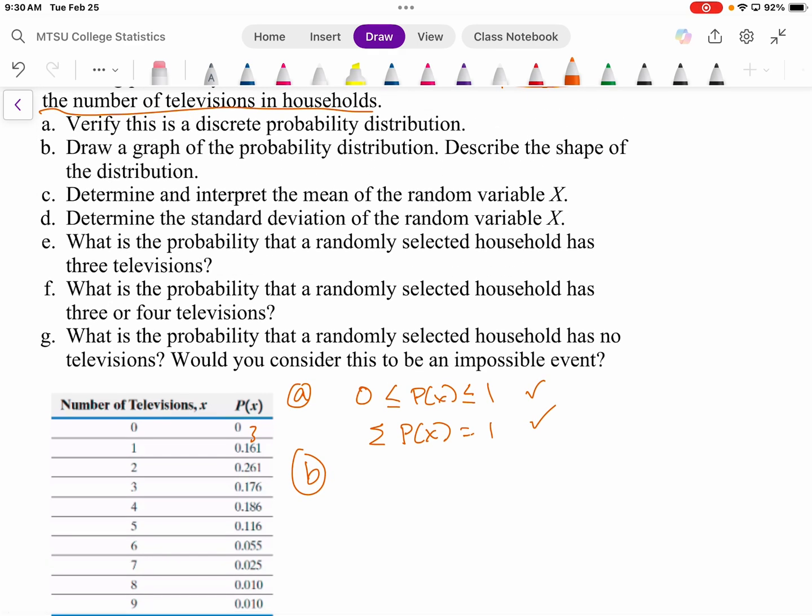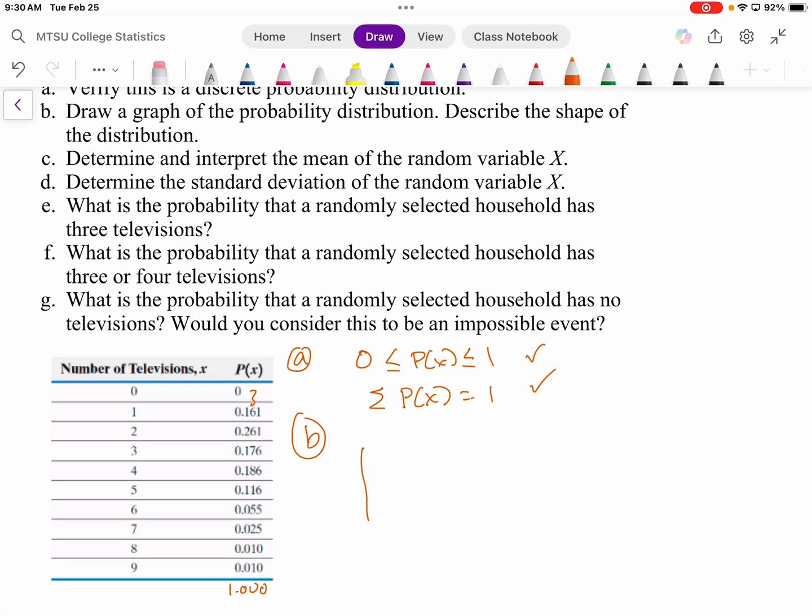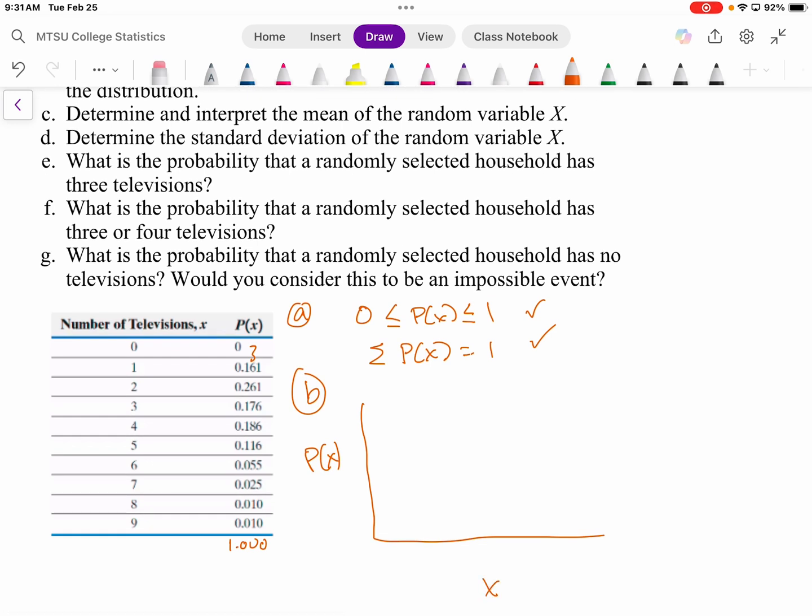All right, draw a graph for the probability distribution. Describe the shape. Since it's probabilities, we would go P of X on the left side. On the bottom, we have our X, and in this one we have 0, 1, 2, 3, 4, 5, 6, 7, 8, and then 9. Now it's just a matter of, okay, nothing for the first one. What do we get up to the highest? 0.26. Again, your choice on your scale. I'm going to go up by the 0.5s again.